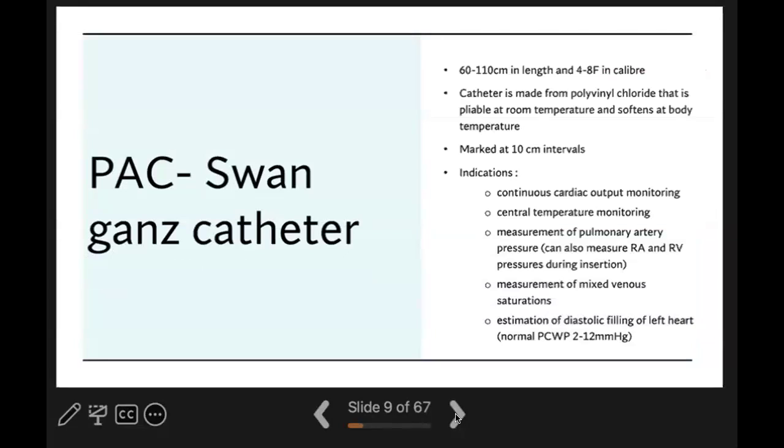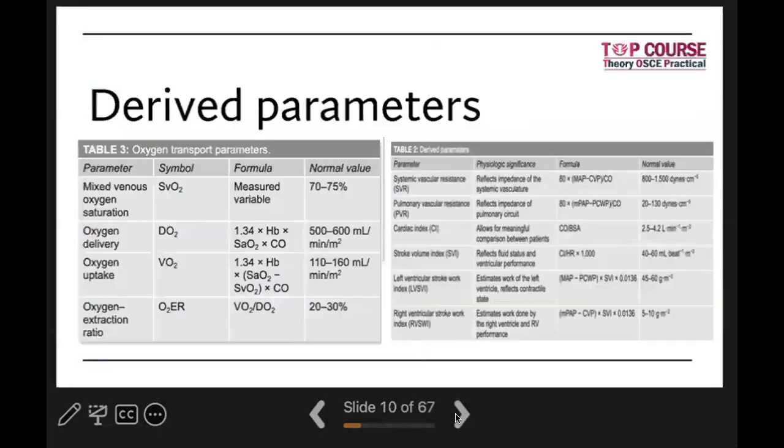This pulmonary artery catheter is not only used for cardiac output monitoring, but it is also useful for temperature monitoring, as well as to see the right-sided pressures, the pulmonary artery pressures, and to get the mixed venous saturations. Also, with the wedge pressure, you can see the left-sided cardiac function. So what parameters are we going to get from the pulmonary artery catheter? Mixed venous oxygen saturation and the oxygen delivery, uptake, and extraction ratios. The derived parameters will be SVR, PVR, cardiac index, stroke volume index, and the left ventricular stroke work and the right ventricular stroke work.